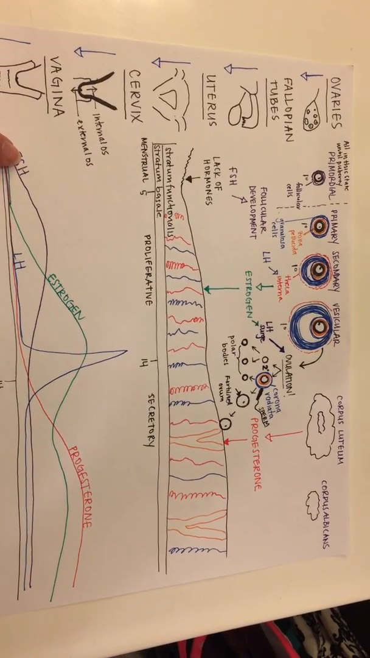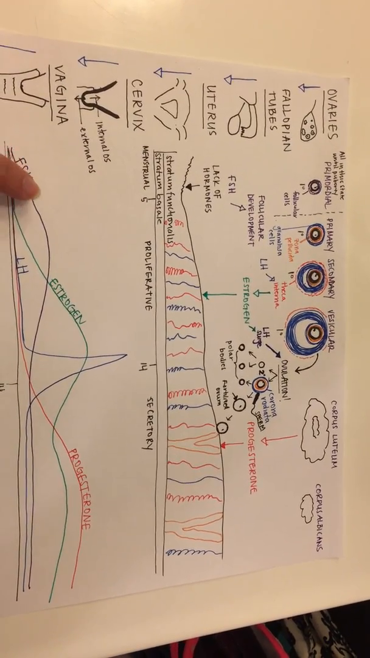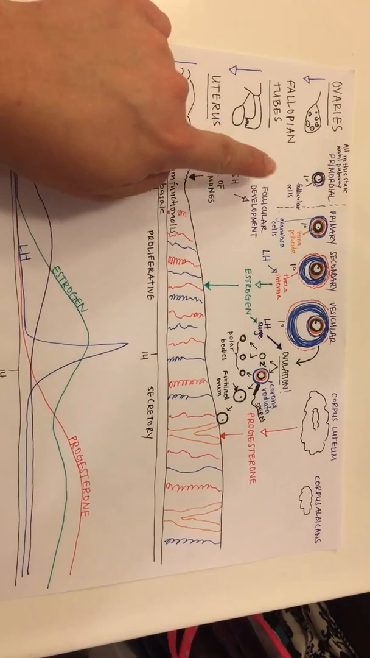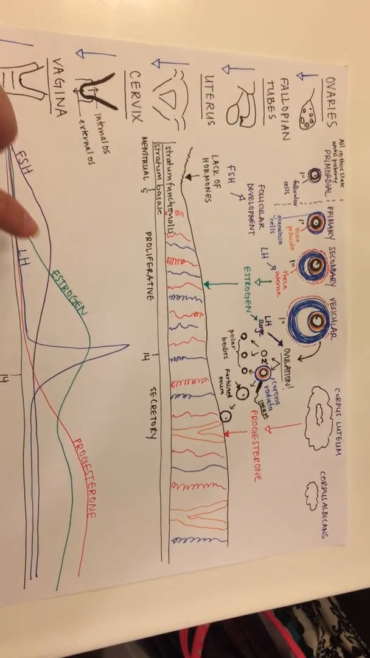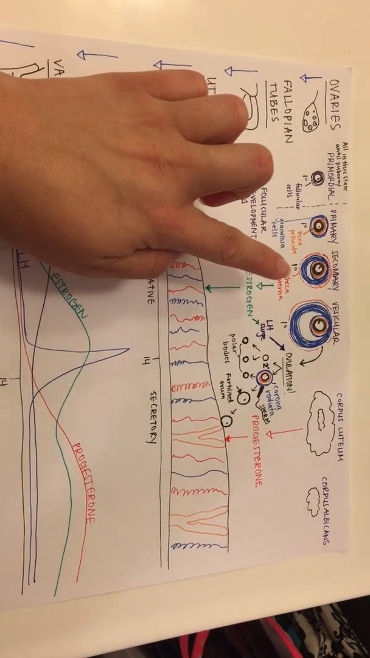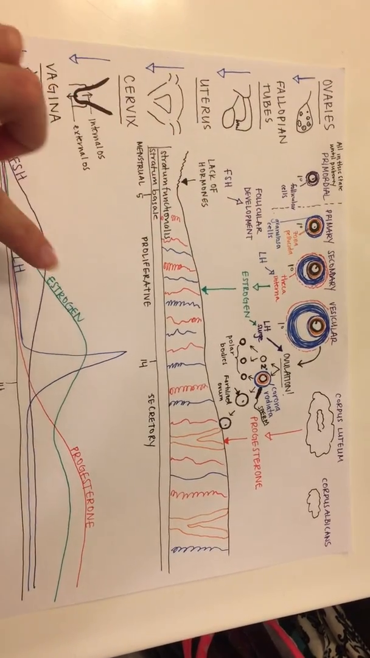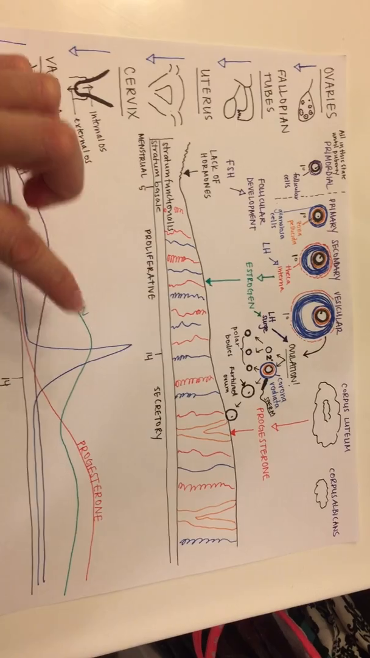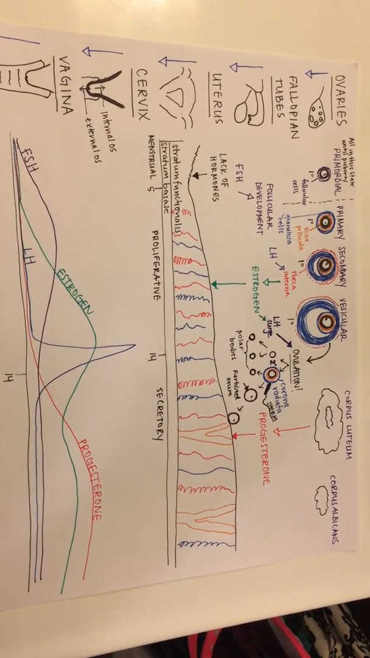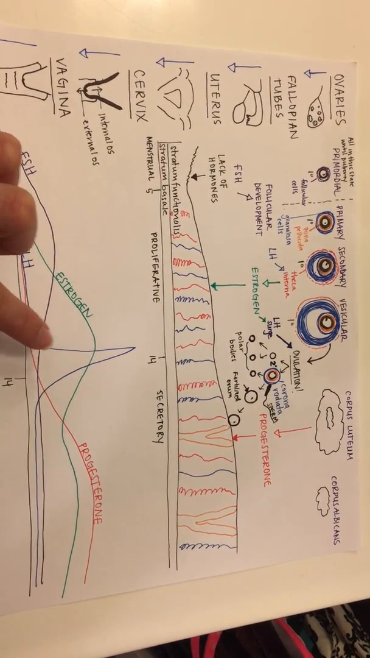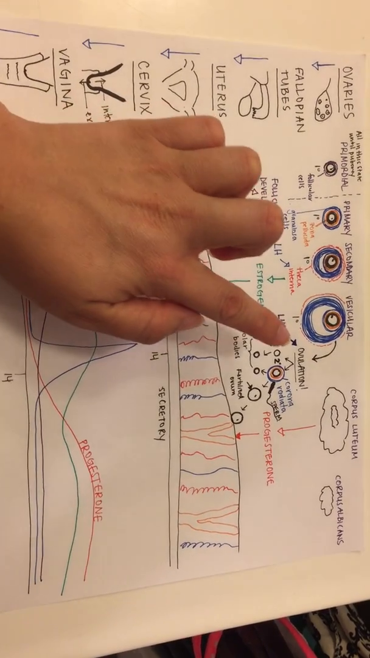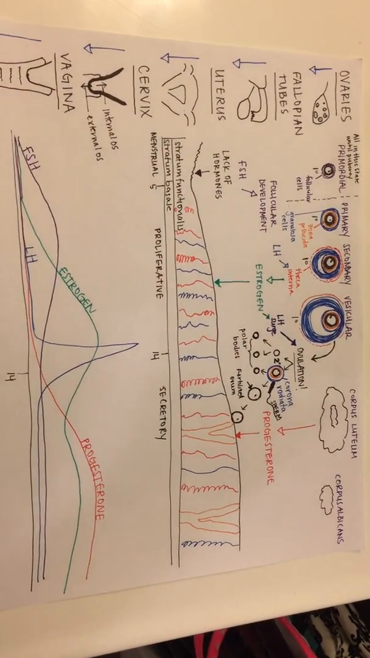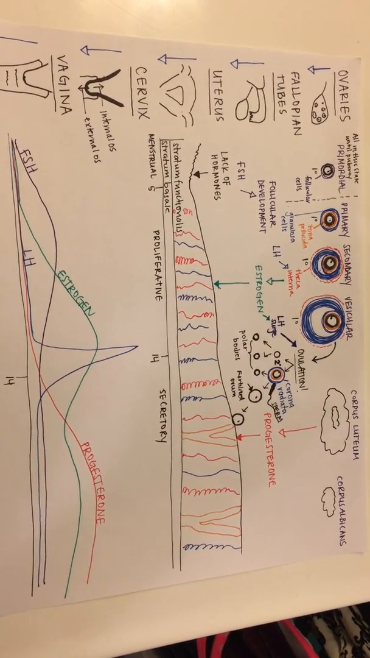So FSH, follicle stimulating hormone, you can see as its levels are rising, our follicle is developing. As FSH causes follicle development, we now have our theca interna cells, which make estrogen, and so estrogen levels rise. When estrogen levels rise, that's going to cause a surge in LH. The surge in LH is what triggers ovulation. So an LH surge triggers ovulation.